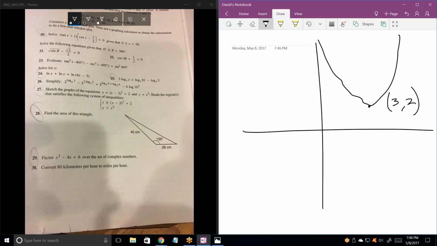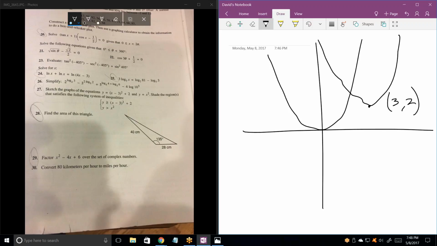Now, how do I plot y equals x squared? Where's that vertex? Vertex is just at the origin, right? And then you just go to 1, 1, 2, 4, 3, 9. Well, hold on a second. I've got to satisfy these following inequalities. The first one is y is greater than or equal to the equation on the right. So how do I shade that?